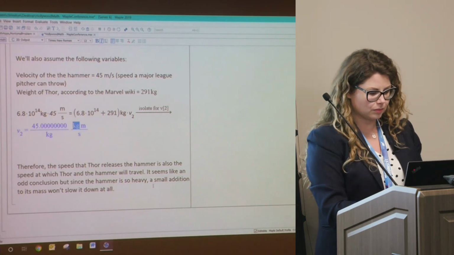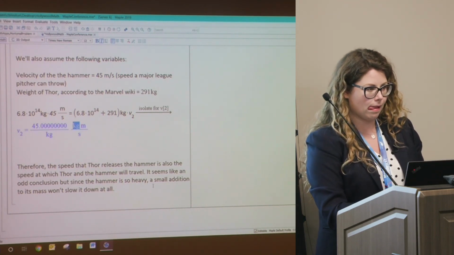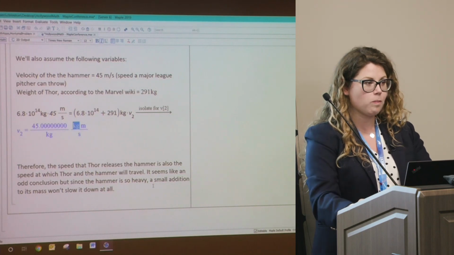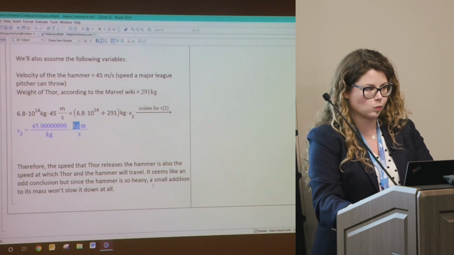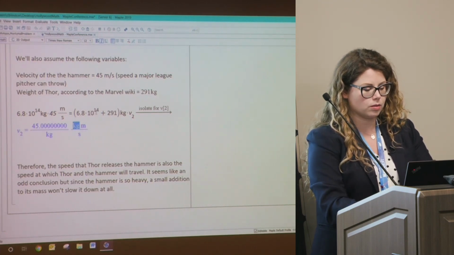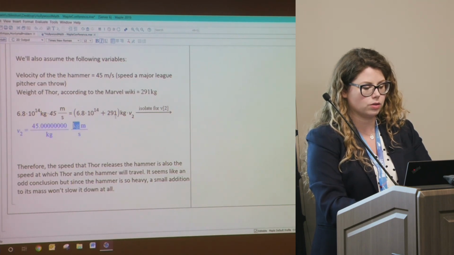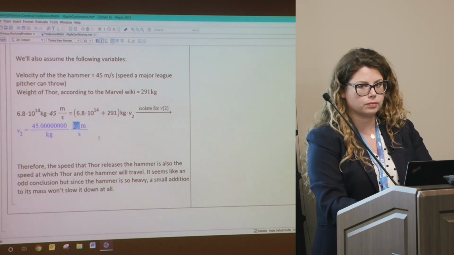Okay, if that's the case, and he throws it at 45, you wouldn't put his hammer weight in the second line on the right hand side. You just leave the 291 times V2. Because, well, it's not gonna go that way. I wonder if he's gonna grab it and fly with it. You gotta count his weight too. Right, that's the thing.